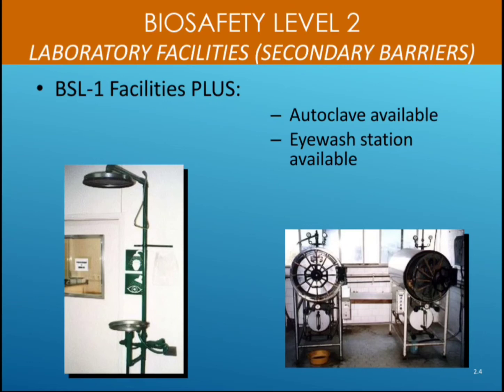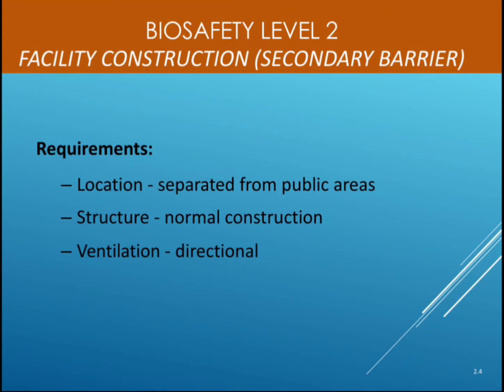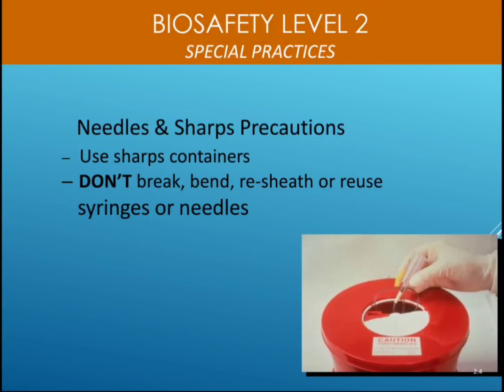Then biosafety level 2: all the facilities of BSL 1 should be maintained accordingly, and an autoclave should be available, an eye wash station should be available. Requirements: location should be separated from the public areas. Structure should be a normal construction. Ventilation should be directional. What does directional ventilation mean? There should be proper ventilation of air, meaning the hot air, as it is light, should be ventilated outside by using exhaust fans and so on.